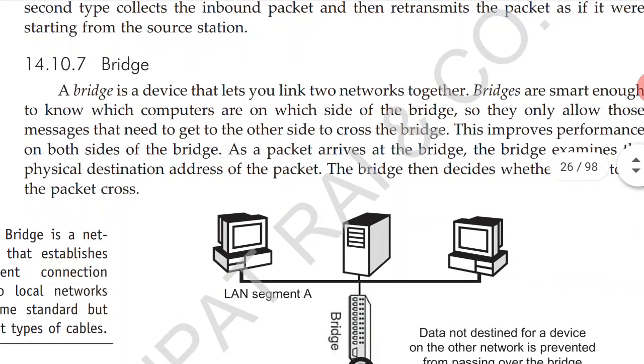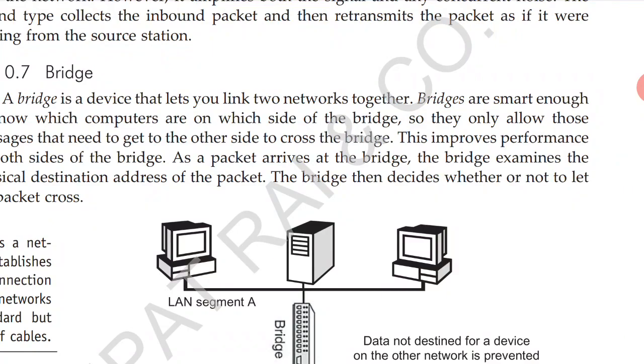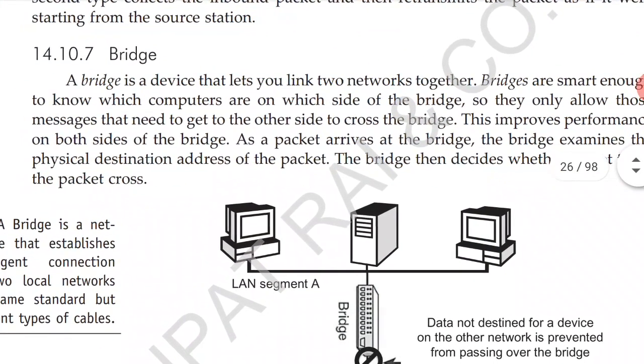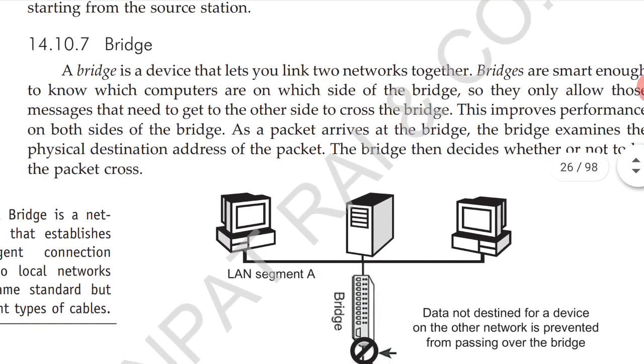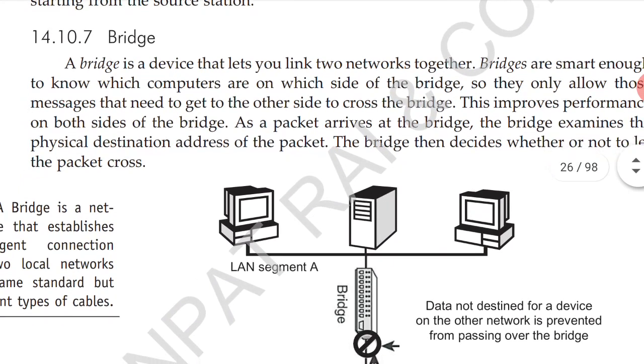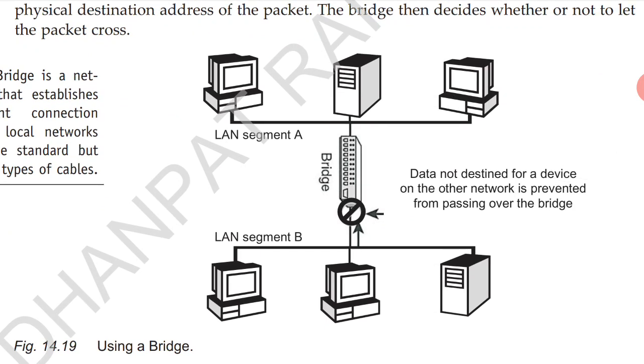Then the next one is the bridge. A bridge is a device that lets you link two networks together. Bridges are smart enough to know which computers are on which side of the bridge, so they only allow those messages that need to get to the other side across the bridge. Here you can see a bridge in between the two segments, LAN A and segment B, and data not destined for a device on the other network is prevented from passing over the bridge.